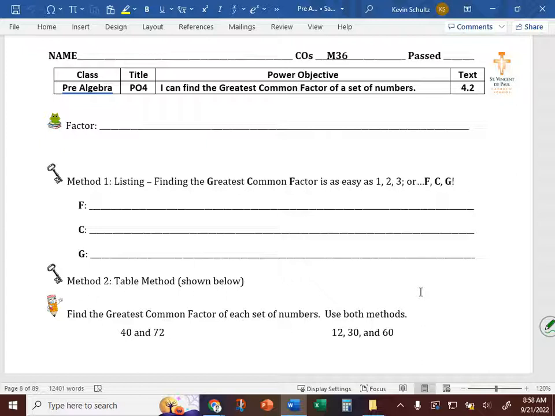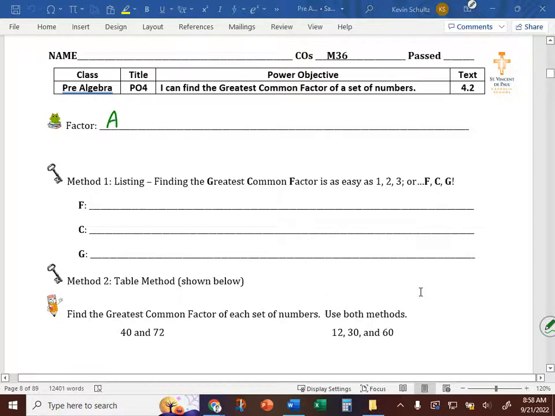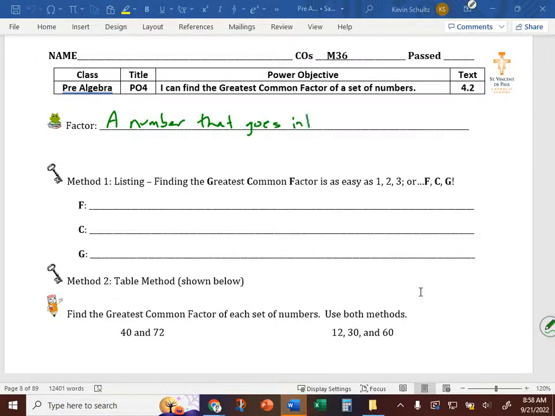Okay, well, I'm going to assume we're all going to learn something new today then. A factor is a number that goes into another number evenly. A factor is a number that goes into another number evenly.